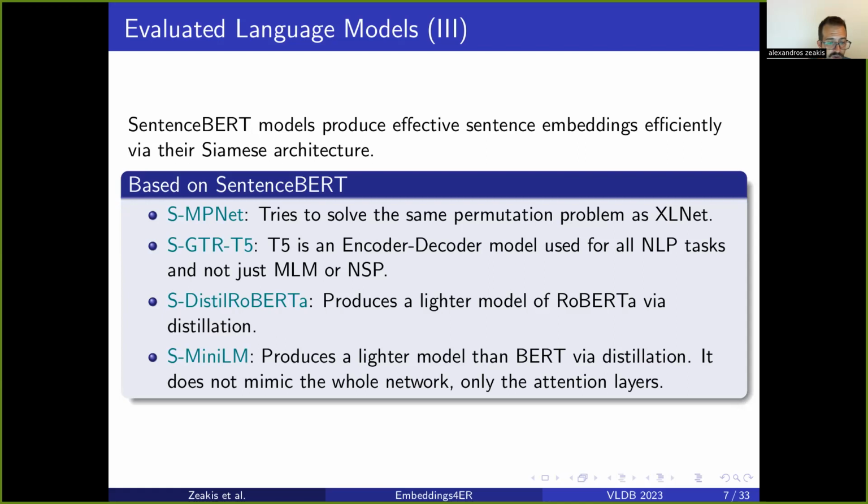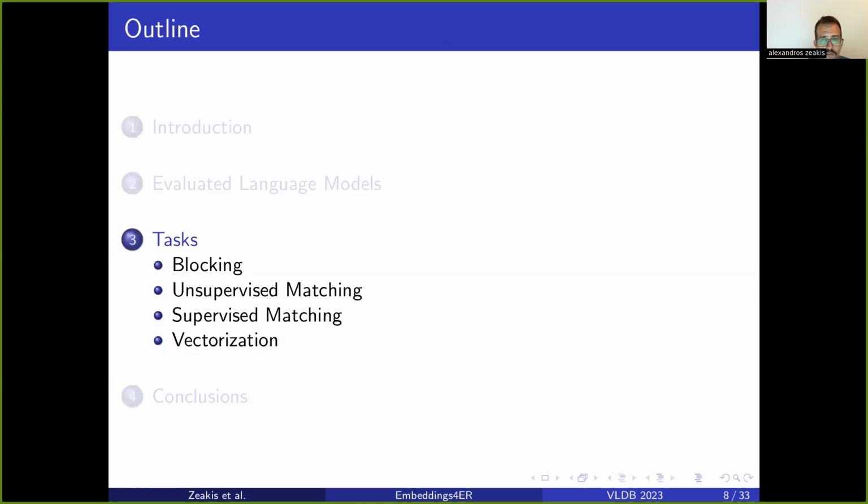S-DistilRoBERTa produces a lighter model of RoBERTa via distillation. And finally, we have S-MiniLM, which produces a lighter model than BERT via distillation, but it does not mimic the whole network, but only the attention layers. Now moving on to the tasks.